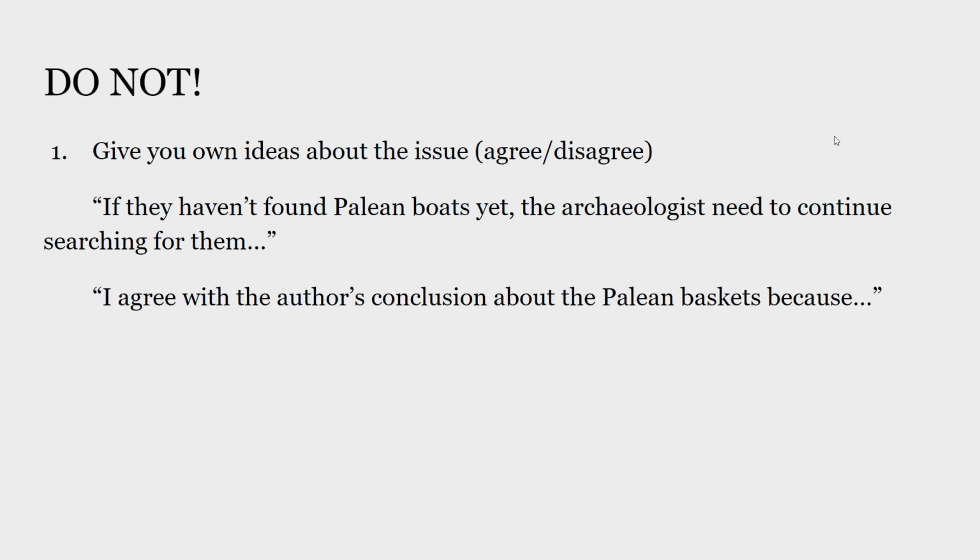Also, you wouldn't want to write a line like this: I agree with the author's conclusion about the Palaean baskets because blank, right? For some people, that's a natural thing to write given this prompt, but what they are looking for is not this. So stay away from these types of things.